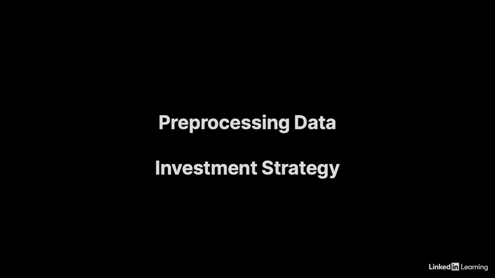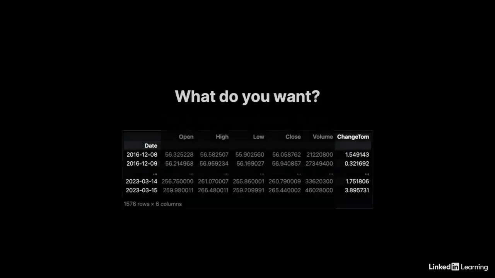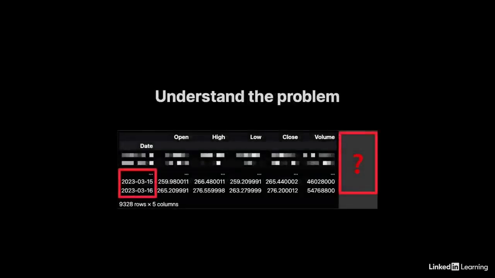Preprocessing data for the investment strategy. We need to apply some computations to the data frame if we want to create an investment strategy with machine learning. In this case, we want to calculate the percentage change for tomorrow for a given period of time. Therefore, the two calculations are first filtering the rows and second creating a new column.